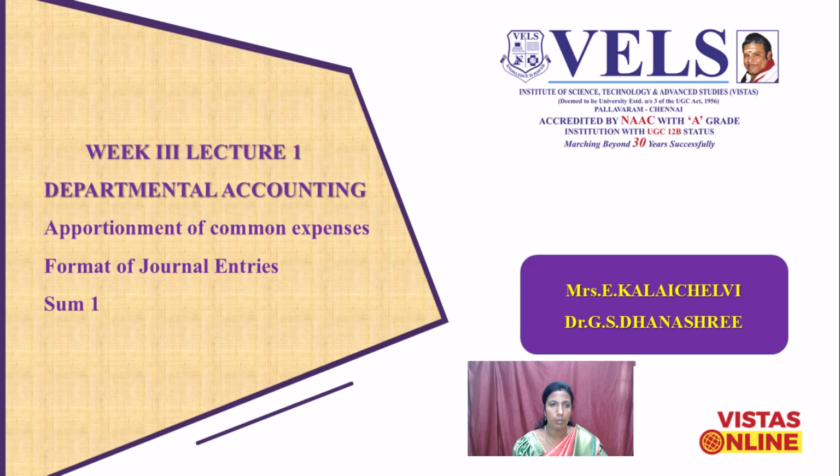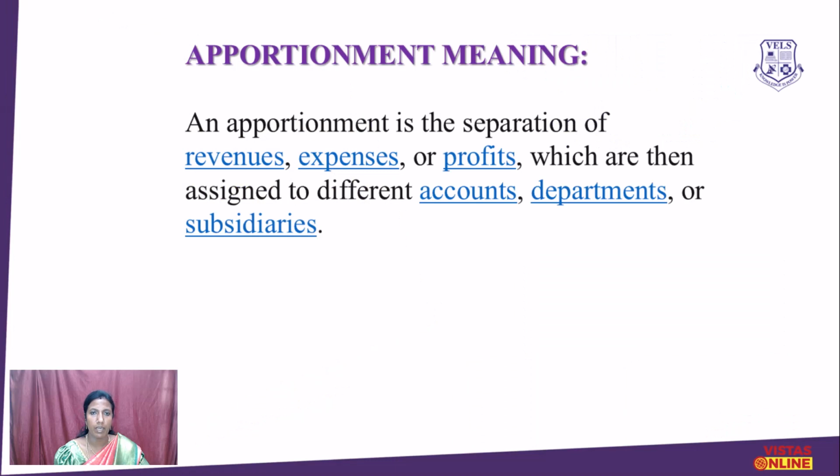Now I am going to talk about Week 3, Lecture 1: Departmental Accounting, Apportionment of Common Expenses, Format of Journal Entries, Sum 1. Apportionment meaning. An apportionment is the separation of revenue, expenses or profit which are then assigned to different accounts, departments or subsidiaries.